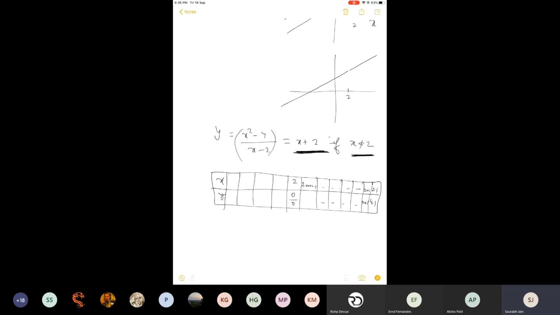Now similarly, let us put 1.9. I will get 3.9. 1.99, I will get 3.99. 3 point that many times 9, and this process can go on, and a moment will come, it will be 3.99 and so on.